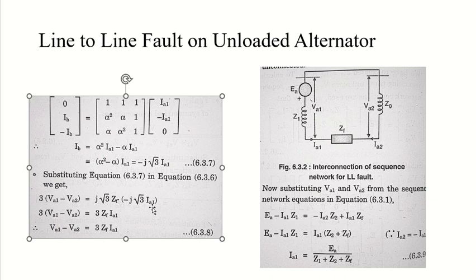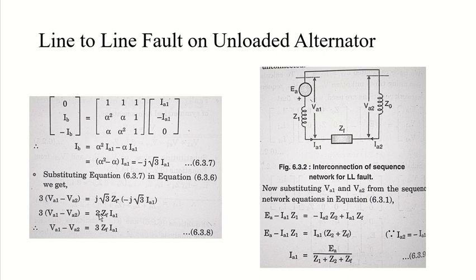Now you know what is the value of root 3 into root 3? Root 3 into root 3 is equal to 3. So here we are having 3. ZF will remain as it is, IA will remain as it is. What is the value of j into j? j into j is j square. What is the value of j square? It is minus 1. But we are already having a minus here, which means minus minus will become plus.